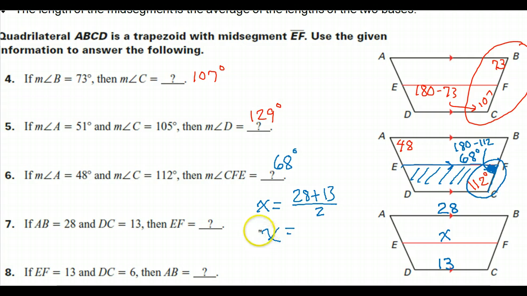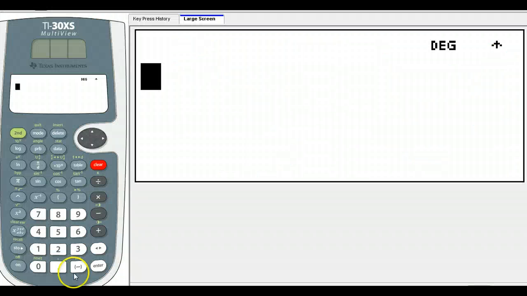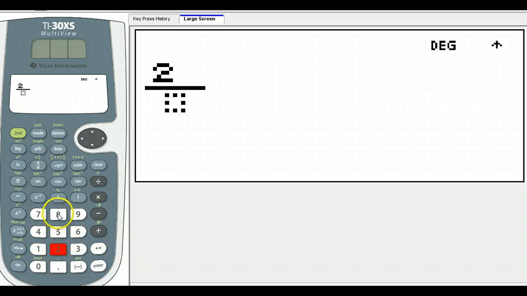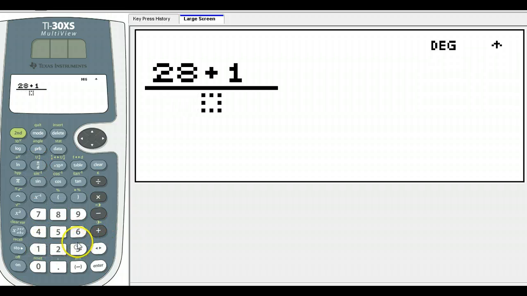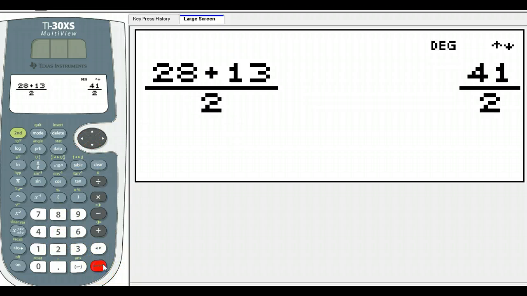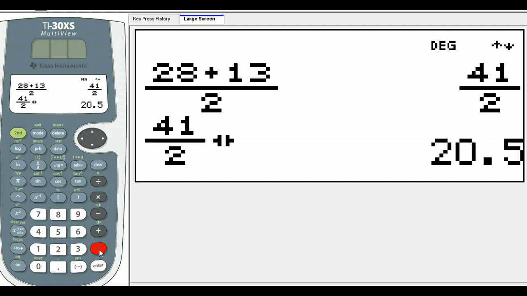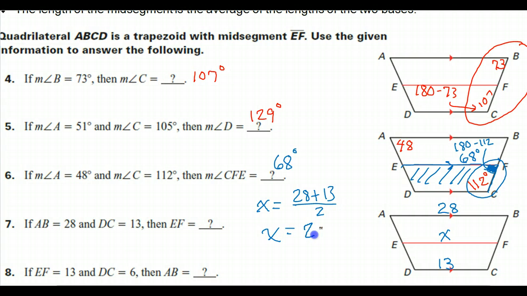Okay, so I'm just putting that in my calculator. I need to do 28 plus 13 divided by 2. I could do that just like it looks, using the fraction button. So 28 plus 13 divided by 2 is 41 over 2. Let's make that a decimal: 20.5. Okay, 20.5 is the answer.